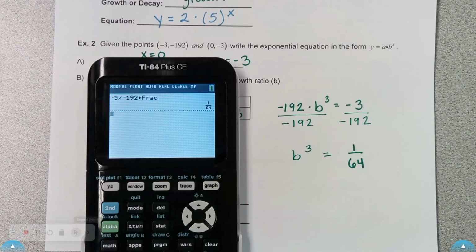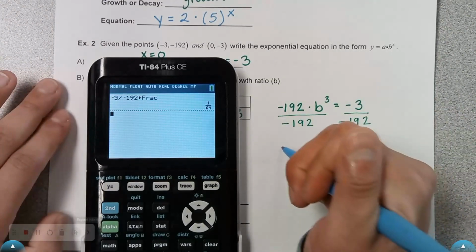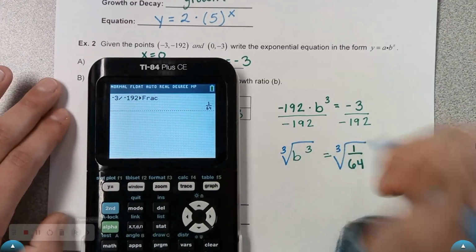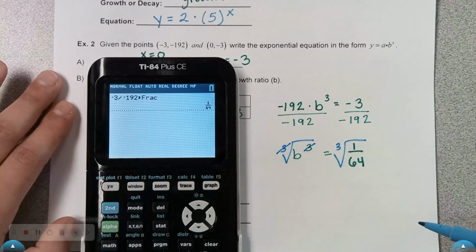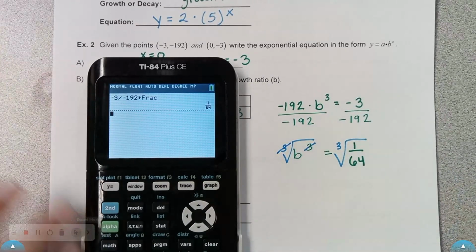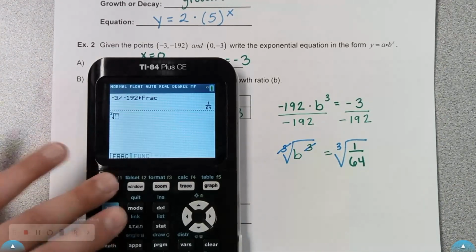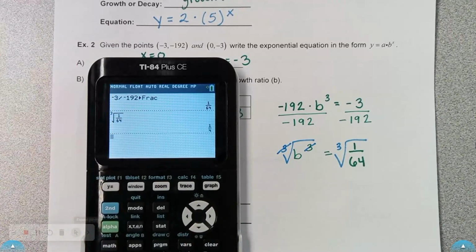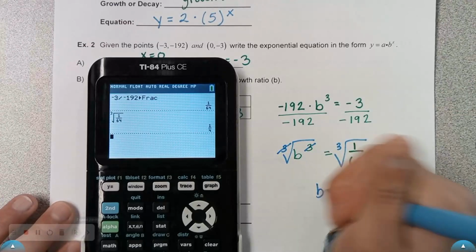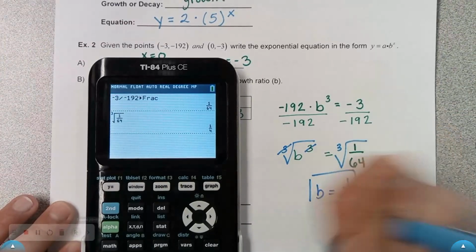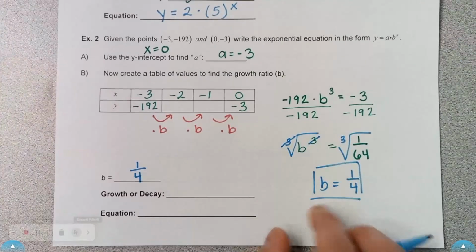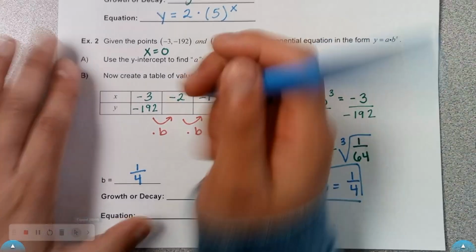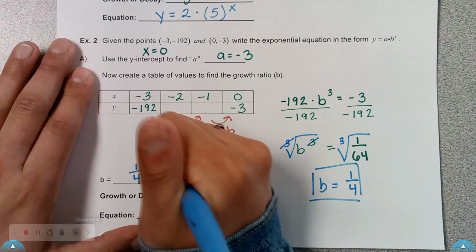Then because I just want one singular b, I'm going to take the third root. And I have to do it on both sides. So these 3's cancel. And so then in my calculator, let me type that in. 1 over 64. I get 1 over 4. And that's my b. So I get 1/4. So then, to fill in the rest of the numbers in my table, I know I'm not multiplying by b anymore. I know I'm multiplying by 1/4.